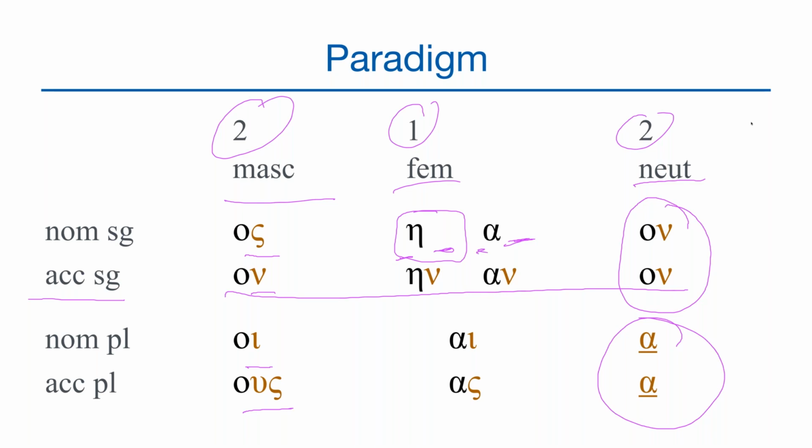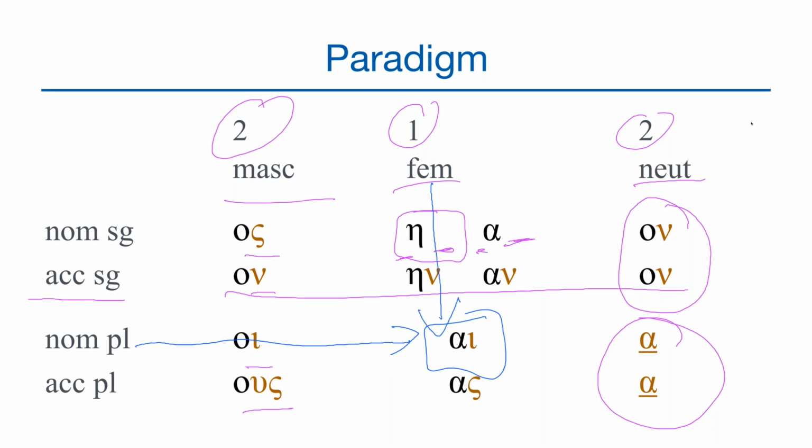So what this chart means is, if you see a word that has an ending, you can use this chart to derive and parse it. So if you see a word that ends in... let's not start with that one. Let's go to this one first. All right, by seeing this word, let's use a different color. All right, if a word ends in alpha iota, you know that it is nominative plural and it's feminine.